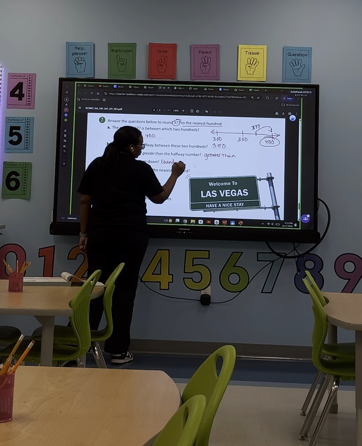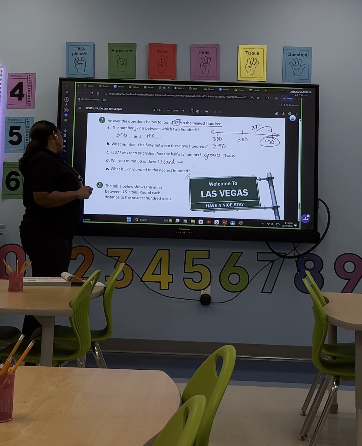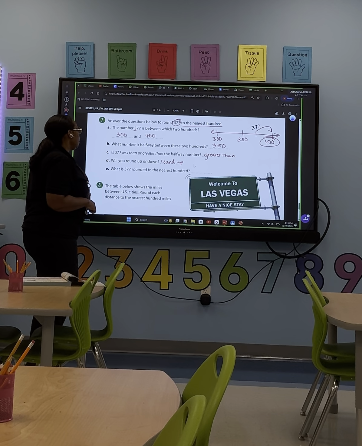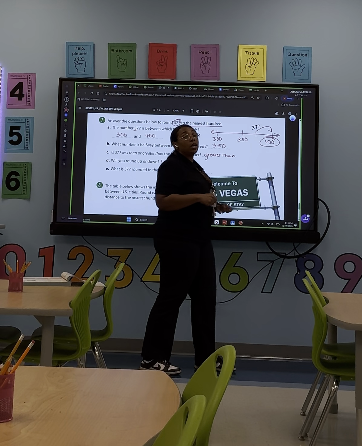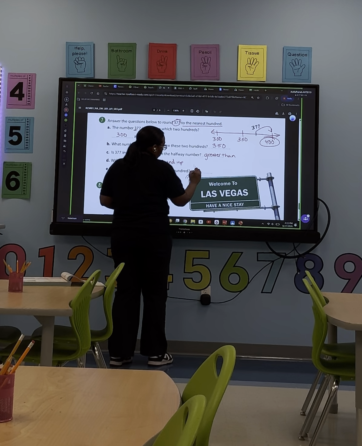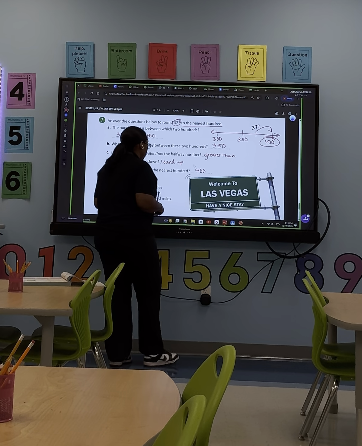All right, let's go to E. It says, what is 377 rounded to the nearest hundred? Well, 377 rounded to the nearest hundred is going to be 400 because we have it right here. So 400 on the line. And that is going to be it for number 7, and we are going to move on to number 8. So I'm going to have to erase this so that I can move on. Again, if you need to pause the video.